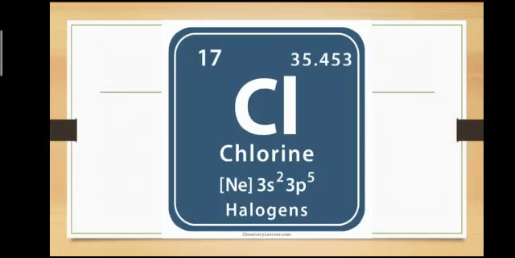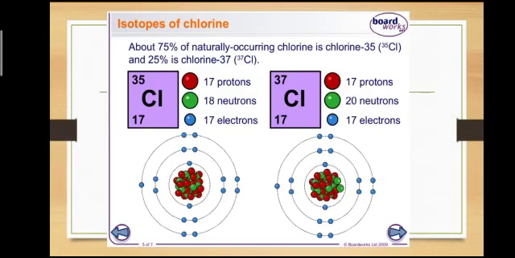Cl is the symbol of chlorine atom. 35 is the top number, that is mass number of chlorine. 17 is the bottom number, which is the atomic number of chlorine. Now see the example for isotopes. The chlorine element has two isotopes. One is Cl-35 and the other one is Cl-37. Cl is the symbol, 17 is atomic number, 35 and 37 are mass numbers.